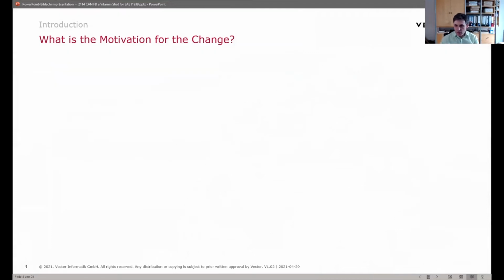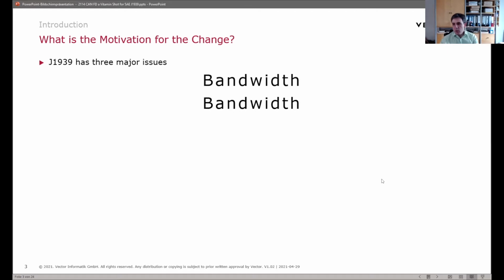So what is the motivation for change? J1939 has been there since forever, and it is still doing a great job. But as always, there are some issues. We identified three major issues with J1939 in the SAE committee, and the first one is bandwidth. The second one is bandwidth, and the third one is bandwidth. So this is really where J1939 suffers the most.